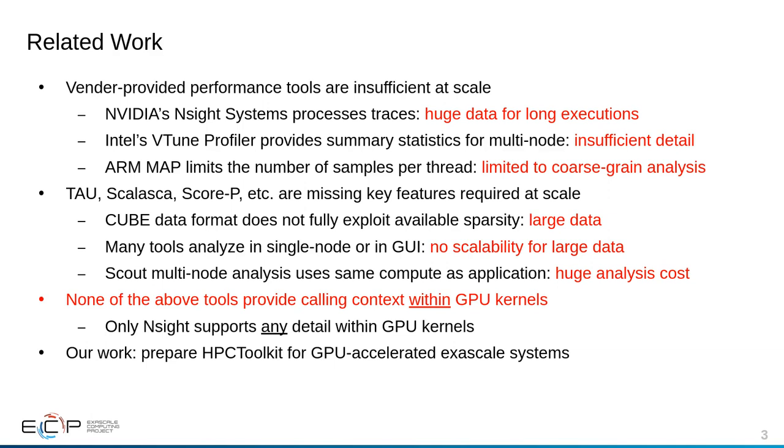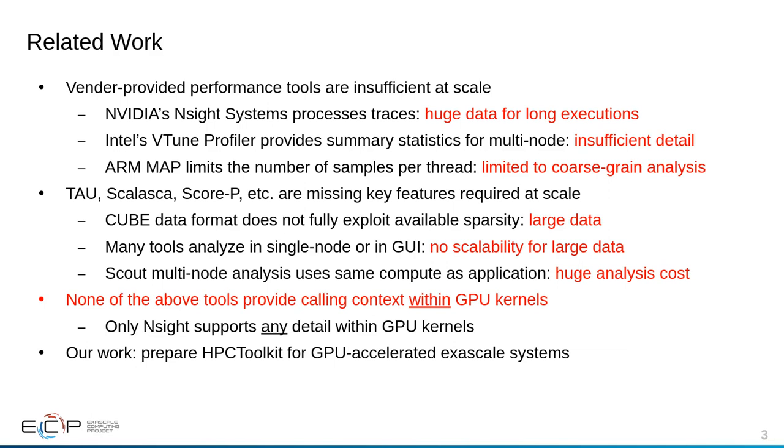Second, many of these tools are limited to a single compute node, or operate as part of a graphical interface. This severely limits their available compute resources and analysis time and makes them unable to scale for large data. Third, one of the few tools that can use multiple nodes, Scalasca's Scout, must run at a scale identical to the application. For extreme scale applications, this will expend a huge compute cost just on analyzing performance data.